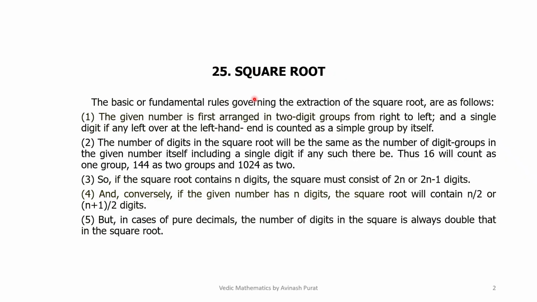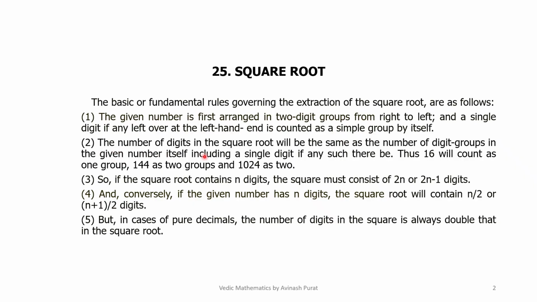Square root. The basic or fundamental rules governing the extraction of the square root are as follows. First, the given number is first arranged in two-digit groups from right to left, and a single digit, if any, left over at the left-hand end is counted as a simple group by itself.